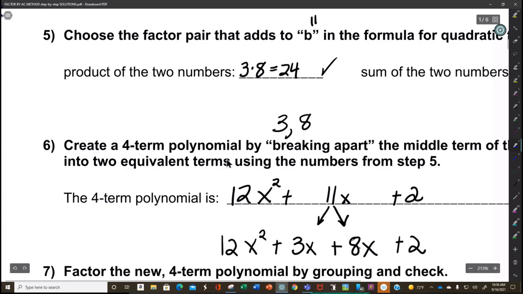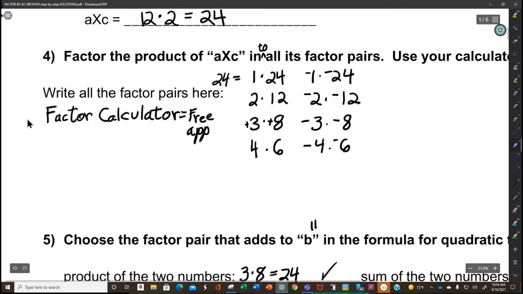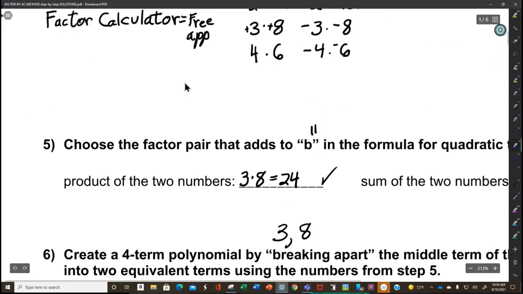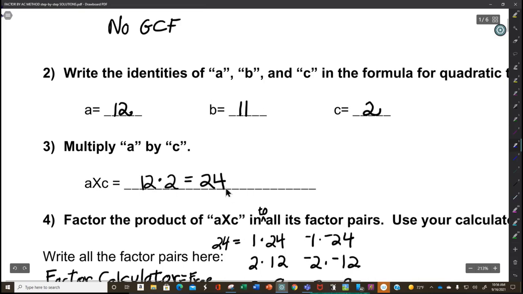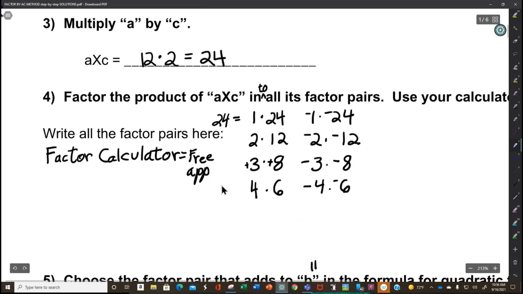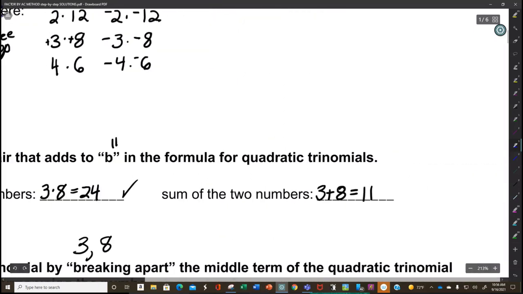Step five, choose the factor pair that adds up to B. So this step, factoring into factor pairs, and this step, finding the pair that adds up to B, are the same as we used yesterday. The product of the two numbers means I multiply 3 times 8, and I get 24, which is what A times C equals. And then the sum means I add 3 plus 8, and that gives me 11.